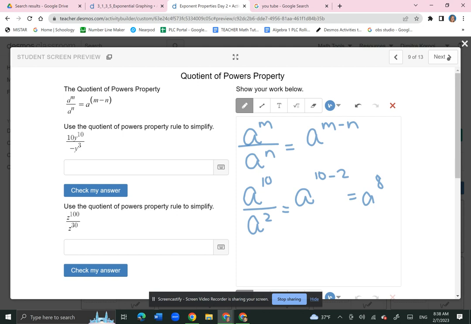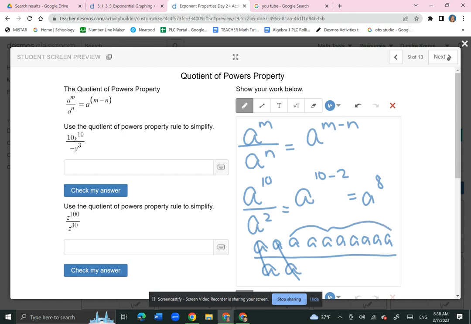That's okay. So what this means is I have 10 a's, 1, 2, 3, 4, 5, 6, 7, 8, 9, 10, and I divide it by 2 a's, a times a. Well, a divided by a is 1, so those cross out, leaving us with 8 a's. Let's count them. 1, 2, 3, 4, 5, 6, 7, 8. Yep, and that's our answer.